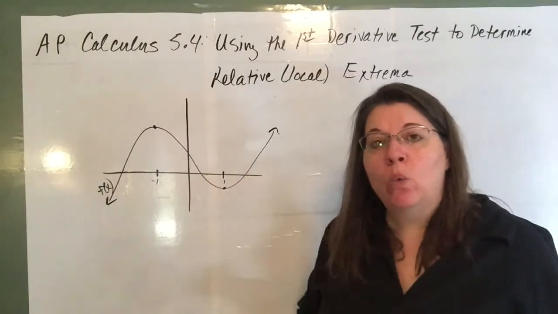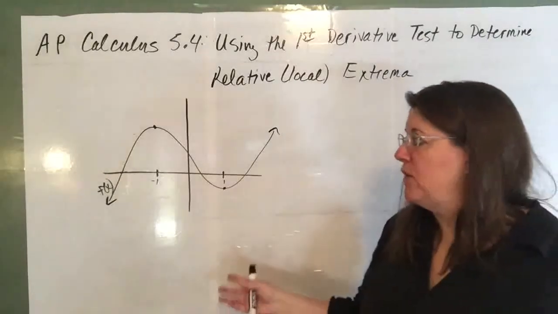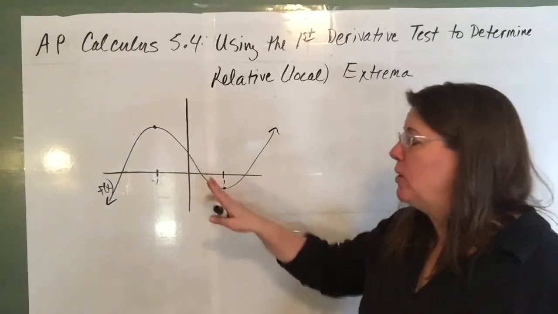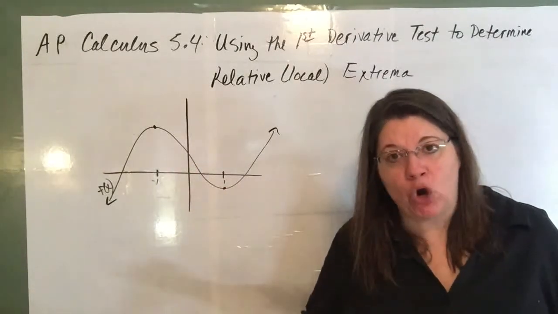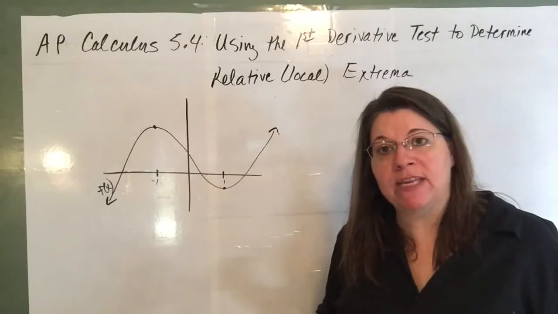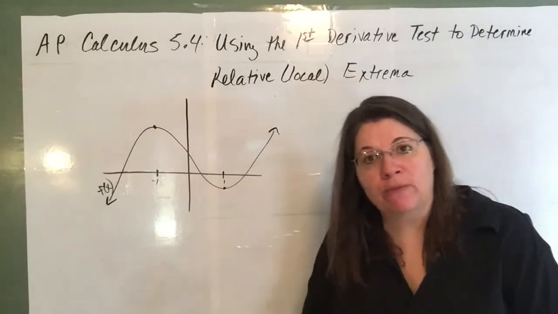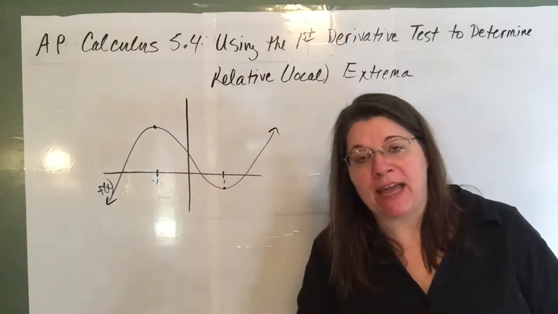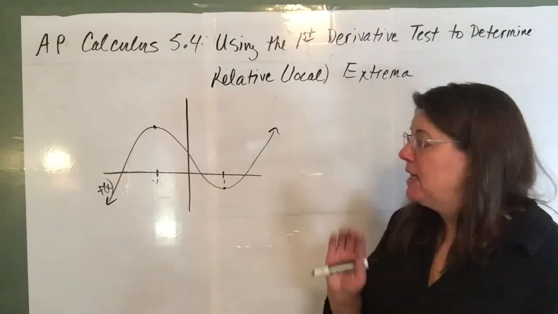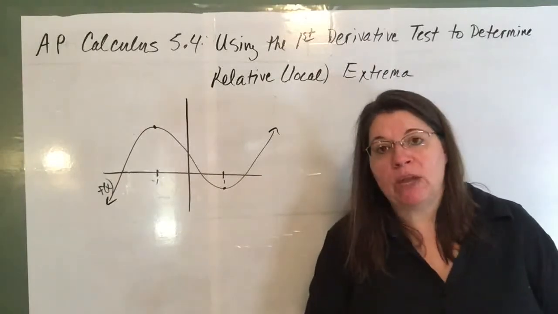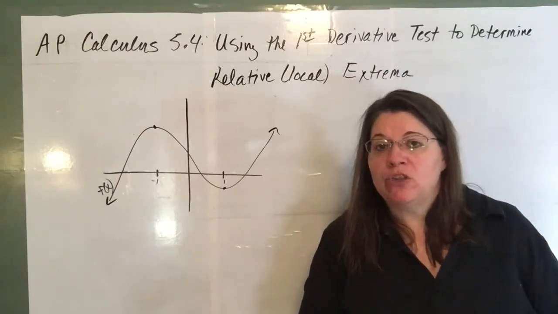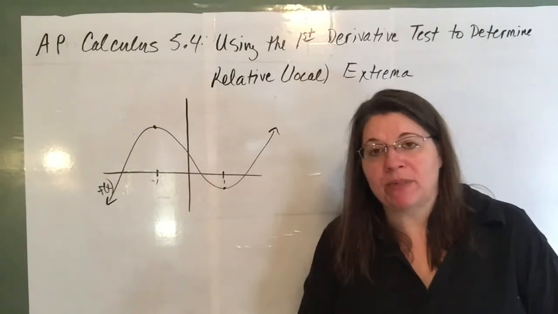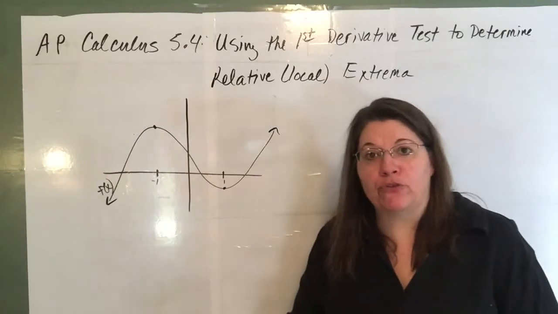So before we used our charts to just figure out where the function was increasing or decreasing, we're going to do the same thing here. We're going to find our critical values, set up a chart, figure out where the function is increasing and decreasing, and then we're going to take it a step further. If it changes from increasing to decreasing, then we know we've got a maximum at that x value. If it changes from decreasing to increasing, then we know we have a minimum at that x value. So it makes it really easy to algebraically find all your maximums and minimums using the first derivative test.